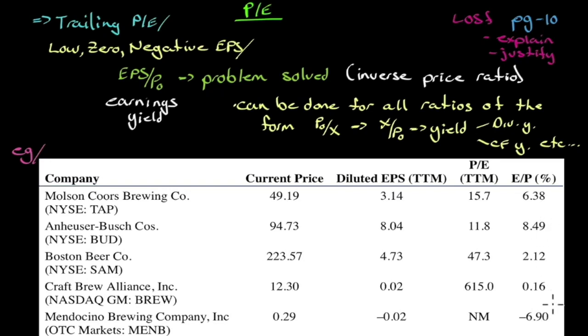So now, problem solved. Each of the problems is solved. Low earnings per share is solved. Negative earnings per share is solved. Zero earnings per share is solved because the earnings yield will just be a 0. Because for price to be 0, guess what? The company doesn't exist.